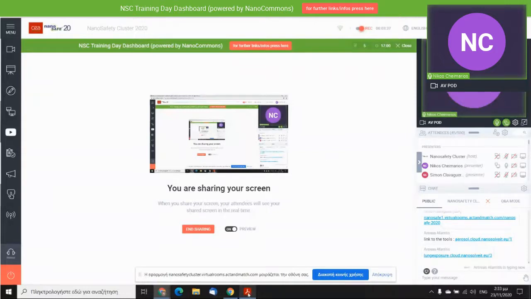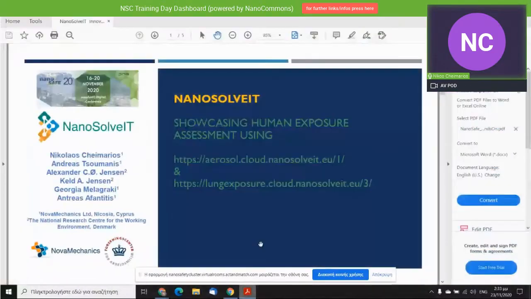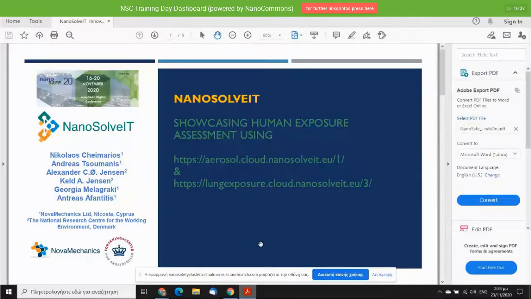Let me start first with a short introduction of the tools that we are going to see together. Both concern the human exposures in nanomaterials, and we have developed 2 tools, actually. One which is based on multi-box aerosol model, and the other is a dose estimator for human lungs of the nanomaterials.